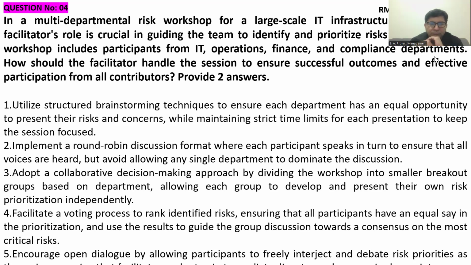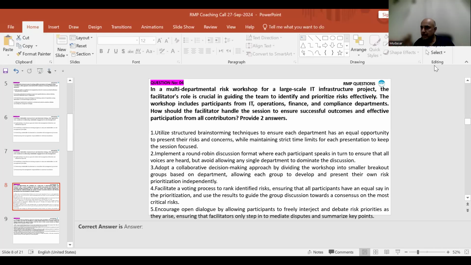Sir, can you see a fifth option? I cannot read properly. Encourage open dialogue by allowing participants to freely interject and debate risk priorities as they arise, ensuring the facilitator only steps in to mediate disputes and summarize key points.